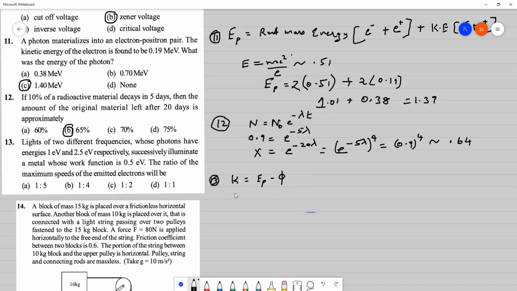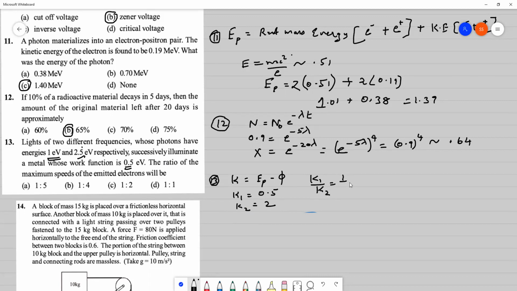So first case, the kinetic energy K1 is equal to E of the photon, which is given to be 1 electron volt, and work function is going to be 0.5. So in the first case, this is the photon's energy and this is the work function. So 1 electron volt minus 0.5 will give you 0.5. And second case, K2, this is 2.5. So 2.5 minus 0.5 is 2. So we get K1 by K2 is equal to 1 by 4.